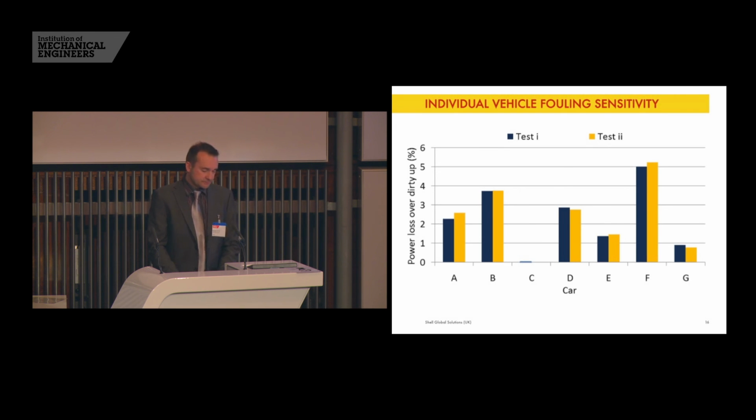So this shows the individual vehicle power loss recorded over dirty up for the 7 vehicles. You can see for vehicle C there was no power loss recorded in the first test, so we didn't run a second test with that vehicle. But all of the other vehicles did exhibit some power loss due to deposit formation, ranging from 1 to 5%, and we did get quite good repeatability, as you can see, comparing the dirty up in the first and second tests.